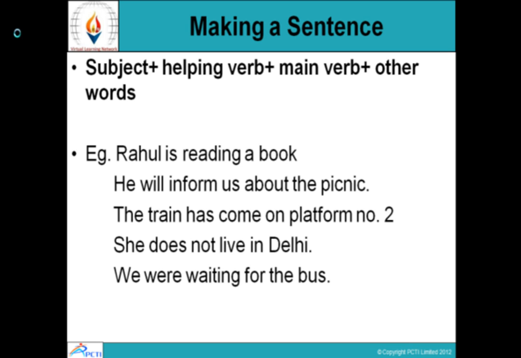So as I said, other words, you can use all the details that you want to give. One more example. He will inform us about the picnic. He, the performer. Will indicates the tense, that is future. It is a helping verb, but it only indicates the time of the action that will happen. Inform is the main verb used here. Us about the picnic are other words.